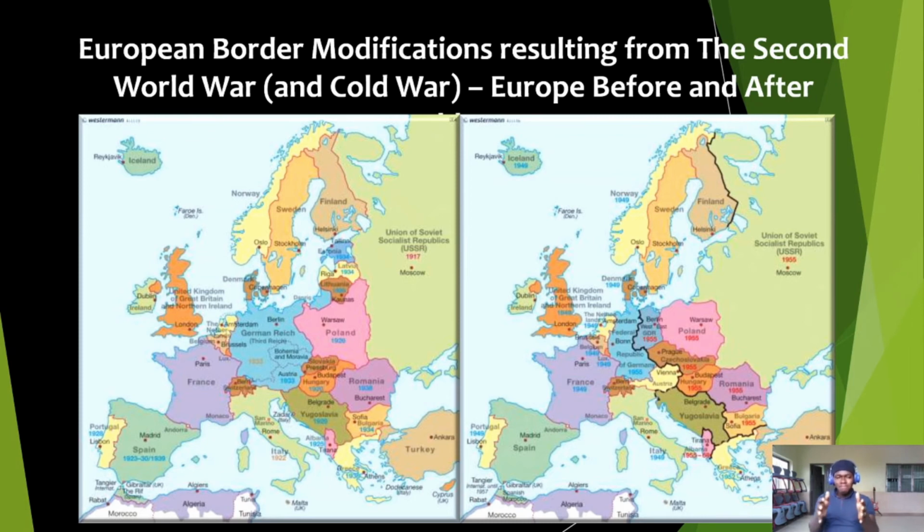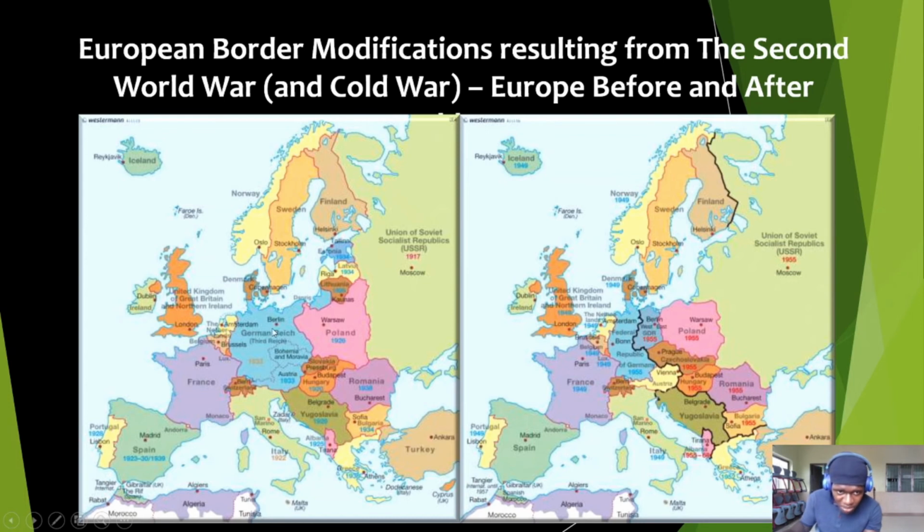So Europe was the main place where World War I was fought. You could say the same almost for World War II. Now after each war, what did you get? The map changed. So look at this. This is the German Reich before World War II. This is Germany. Look here.